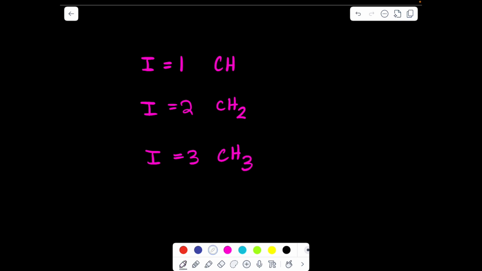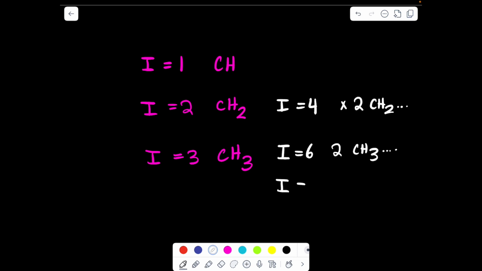What if I had an integration equal to 4? Well, what is 2 times 2? Well, 2 times 2 is equal to 4. So this would mean you potentially have 2 CH2 groups. But these 2 CH2 groups would be symmetrical, so the same CH2 group. If you have an integration equal to 6, well, you most likely have 2 CH3 groups. Okay, let's try this. An integration equal to 9. Well, this would be 3 CH3 groups, so on and so forth. And this is kind of just a rule of thumb.